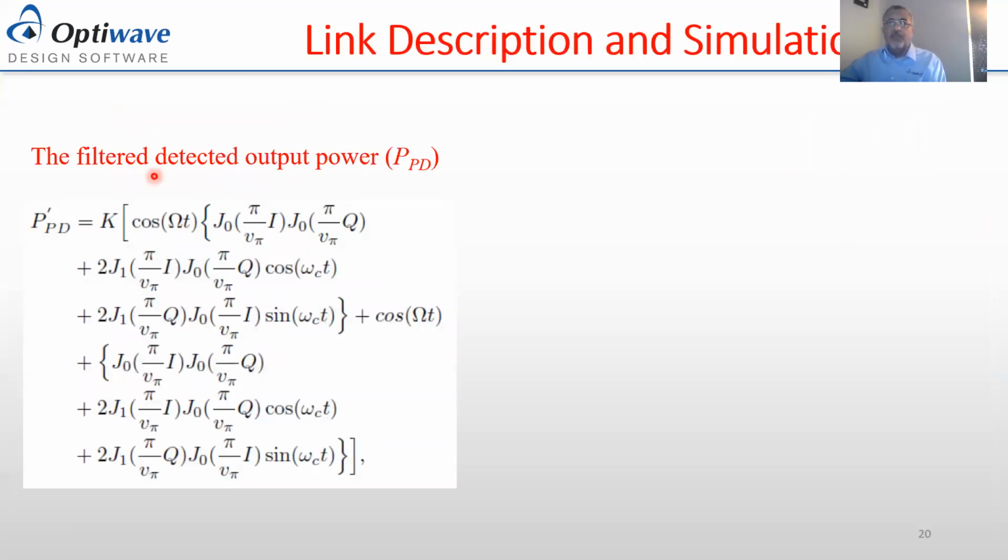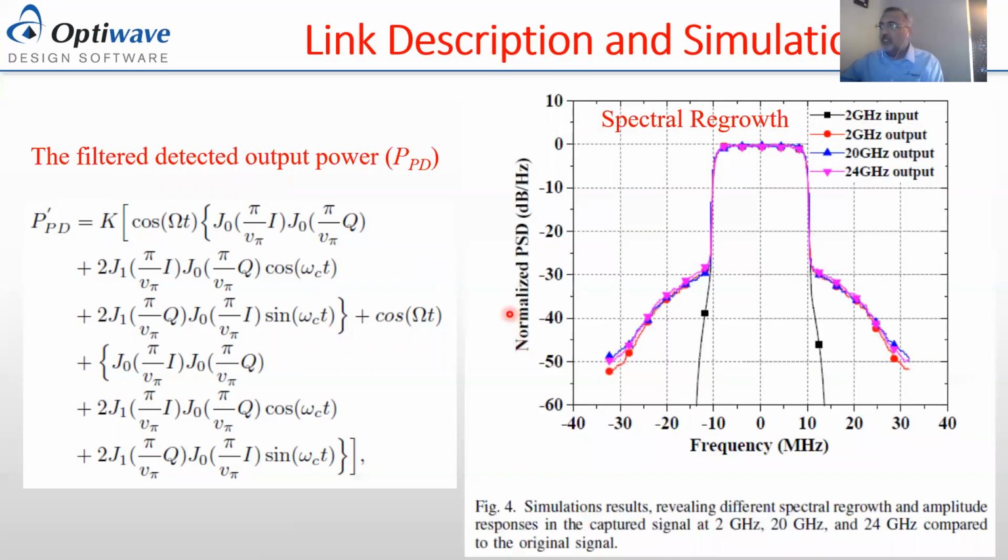Okay, this part here is the filtered detected output power, which is at the remote radio head. You can see there are different frequency components in it, and the data would be existing in the system here at different frequencies. One of them is at 2 gigahertz, and the other one is at 20 gigahertz, and the third one is at 24 gigahertz. So with the filter, we can use mixing to create the 24 gigahertz and transmit it in the experiment here over the antenna.